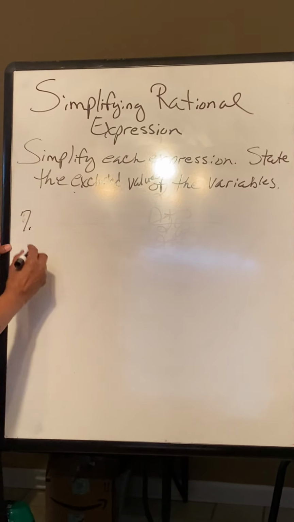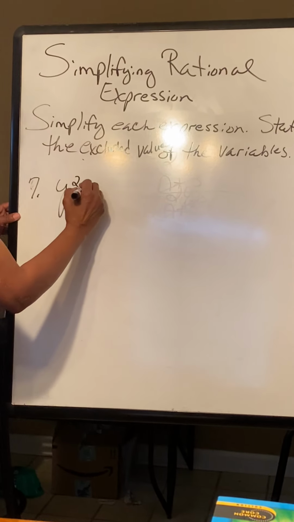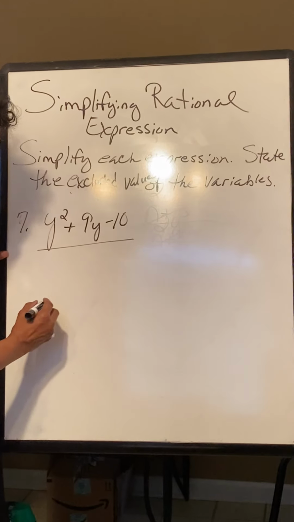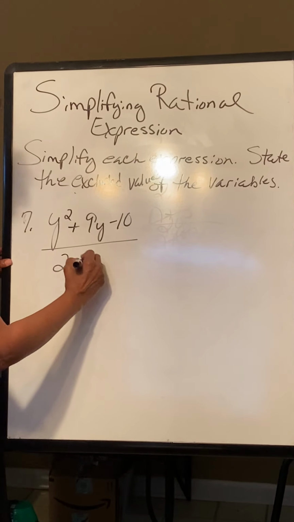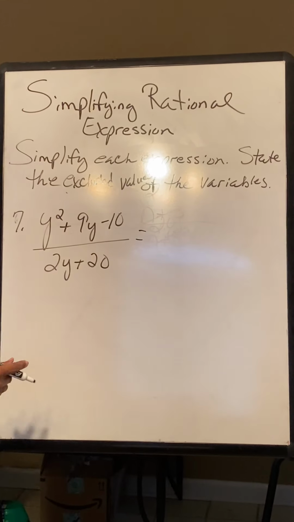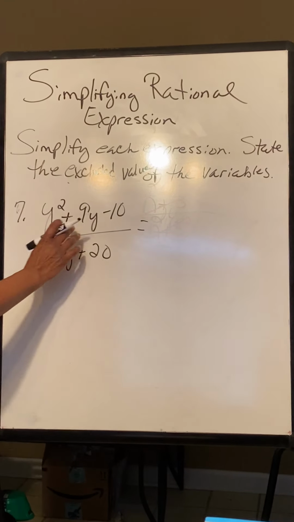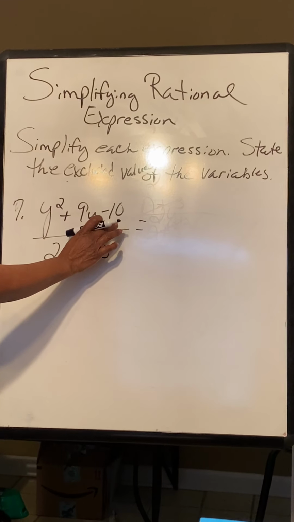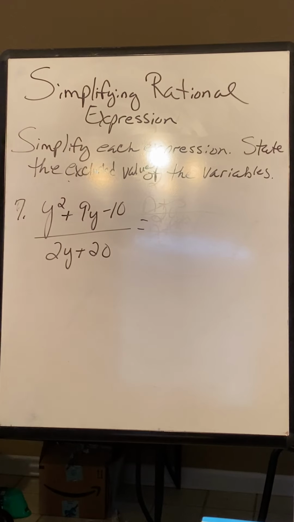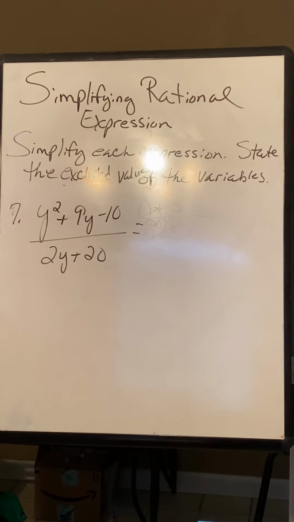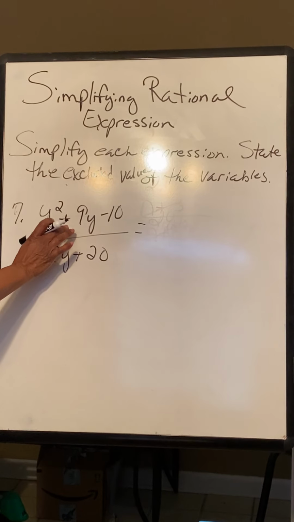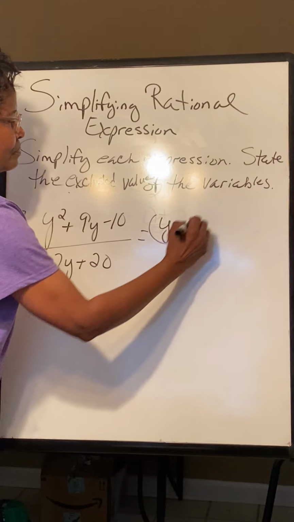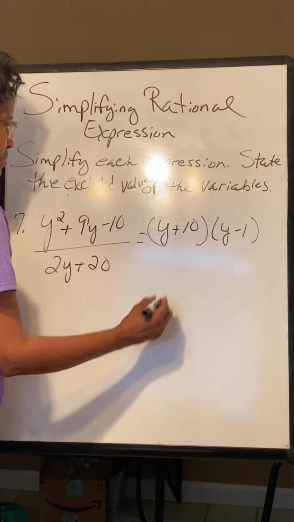Example 7. If I had y squared plus 9y minus 10 and divide that by 2y plus 20. Again, I've been asked to simplify. So in my numerator, I have a trinomial. There are two numbers I can multiply and get a negative 10, combine and get a positive 9. To get a negative 10, one number has to be negative, one has to be positive. Since the 9 is positive, the greatest factor needs to be positive. So I will have a y plus 10 times a y minus 1.